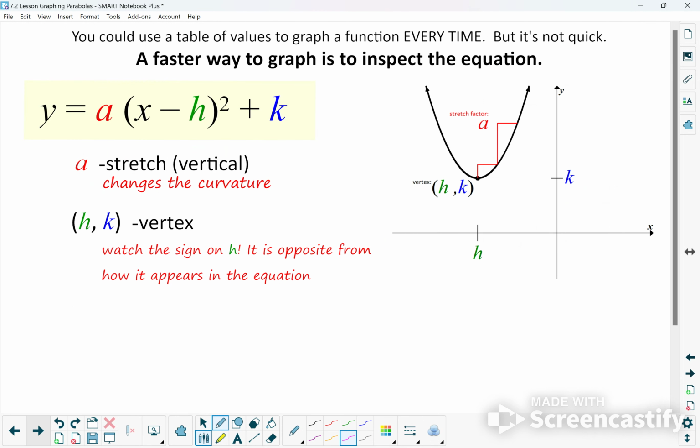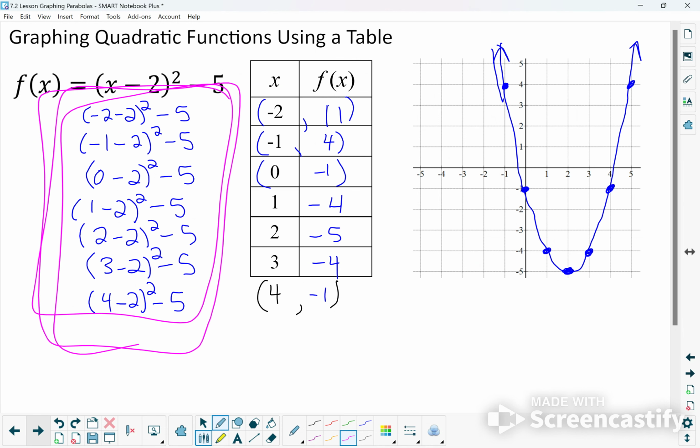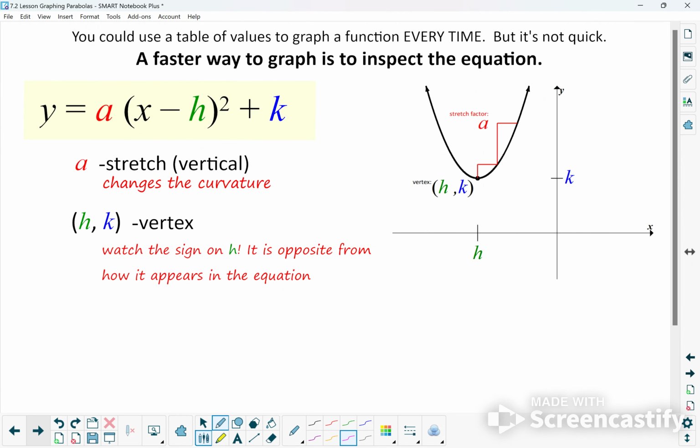So when we graph parabolas, we don't want to have to go through this process every single time. It's a lot to evaluate the output for each of those inputs. And we know what our shape is going to be. We know it's going to have this parabolic U shape. So instead of using a table of values each time, we want to use the form of the equation and our knowledge of that shape to do the graph a little bit faster.